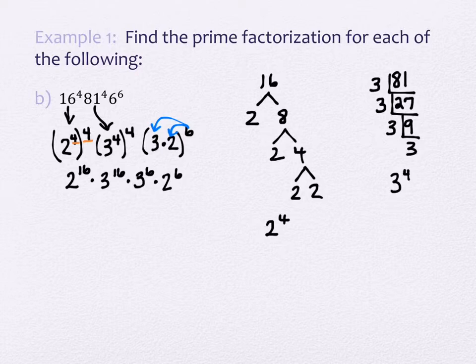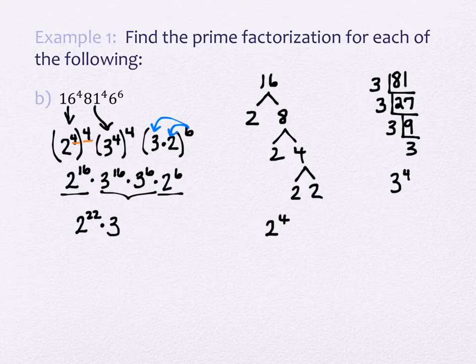So let's just go in order from left to right. This is 2 to the 16th. Is there another 2? Sure there is. I have 2 to the 16th and 2 to the 6th. So now what am I going to do with those exponents? That's when I add. So this is 2 to what power? 22nd. And then I have the 3s, 3 to the also 22nd. Is everybody good with that?